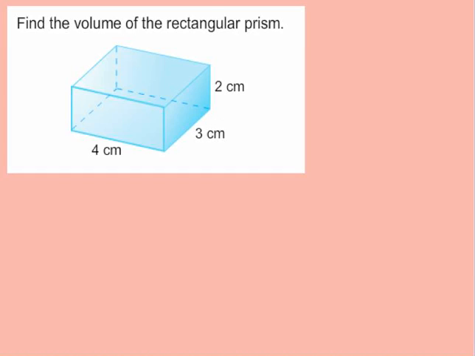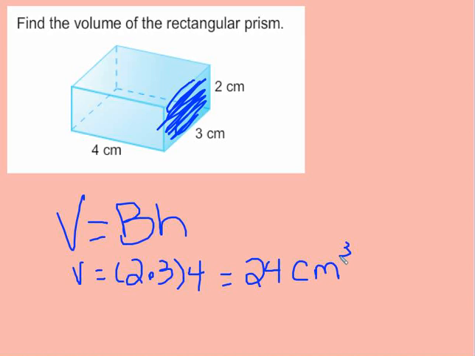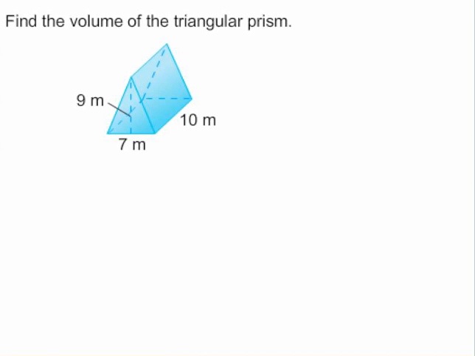Alright, so let's try some examples. First example, find the volume of the rectangular prism. We know that volume equals base area times height. I'm going to look at this as the base. To find the base area, that's going to be 2 times 3, and then the height of the prism is going to be 4. So 2 times 3 is 6, times 4, that's going to be 24. And our units are always centimeters cubed, or cubic units, in other words. Unlike area, volume comes in cubic units.